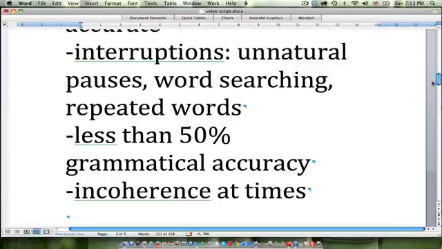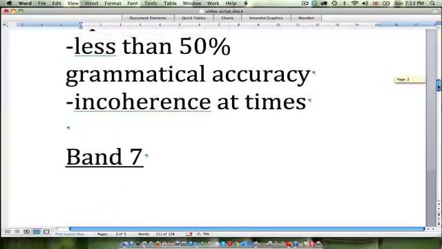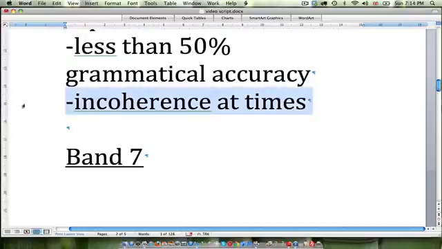Band 6 students speak with less than 50% grammatical accuracy. Another very clear defining trait of Band 6 speaking. And one of the most defining traits is that Band 6 speakers still have some incoherence in their speaking. So at times the examiner will lose track of what the student is saying. And this is something that is not present at the Band 7 level.